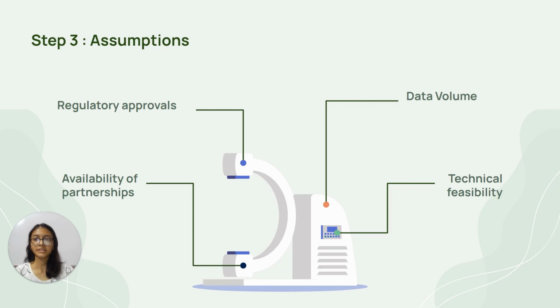Moving on to step number 3, assumptions. Product management in any organization moves forward with certain assumptions. In our case, it is regulatory approvals, where we assume that all the necessary regulatory approvals for healthcare data handling will be obtained in a timely manner. We also assume that data volume will remain within expected limits and we won't significantly exceed our initial estimates. Also, we assume that partnerships with smartwatch companies can be established according to the timeline.